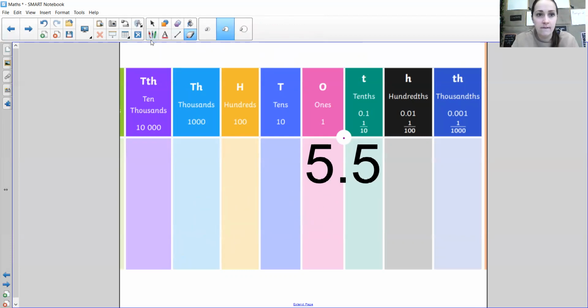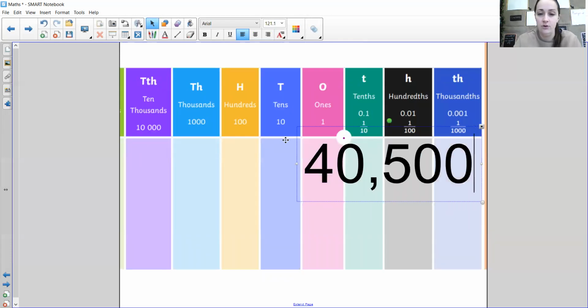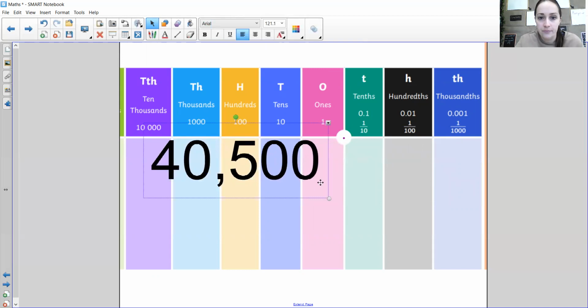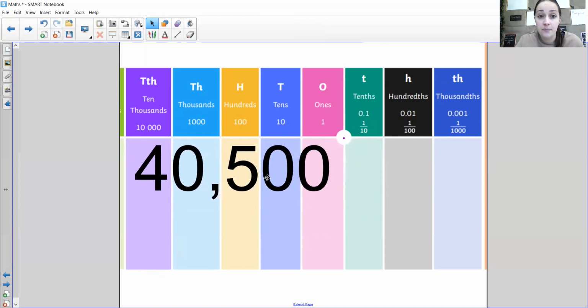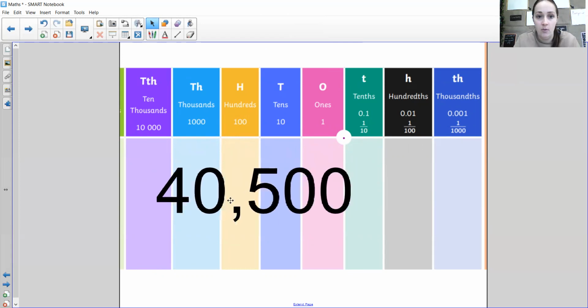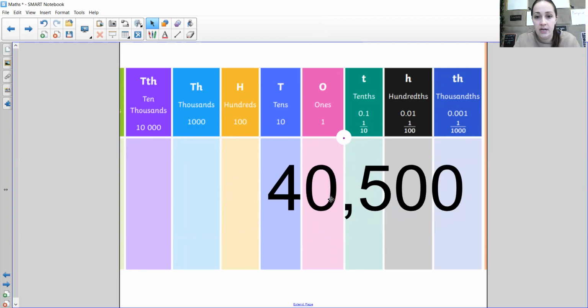So 40,500 grams. Let's make sure it's in the right place. A bit bigger. Okay, I'm dividing by 1,000. So which way am I moving it? Well, I'm moving it down. It's getting smaller. If I'm dividing by 1,000, I am moving it 3 places. Right, let's move it then. So we can move it once, twice, 3 times. So I've moved it 3 times. I've divided it by 1,000.